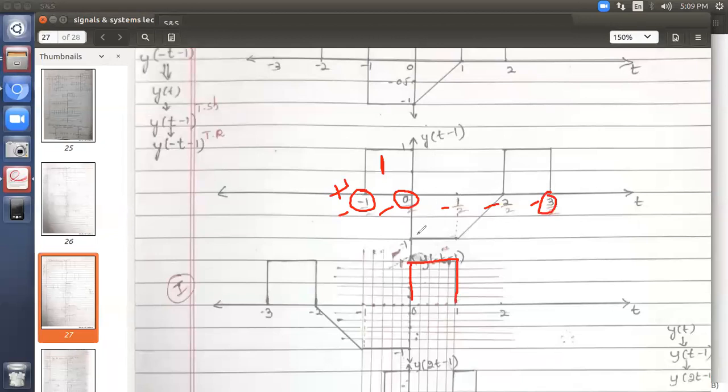Then this down pulse number 2 is between 0 to -1. So draw this down pulse between 0 to -1. First, second. Then the third value is actually between 1 to 2. If you take a negative sign, it is between -1 to -2. Draw this ramp between -1 and -2 like this.